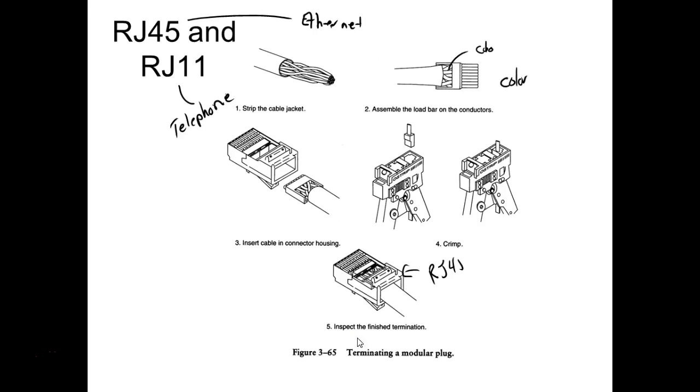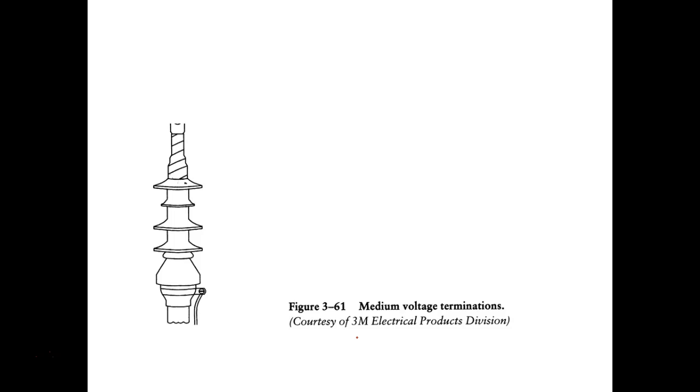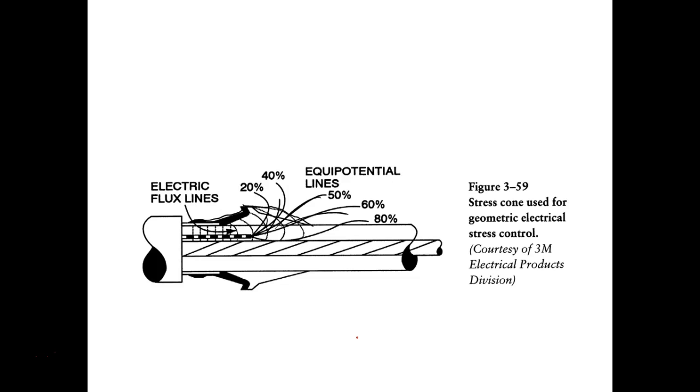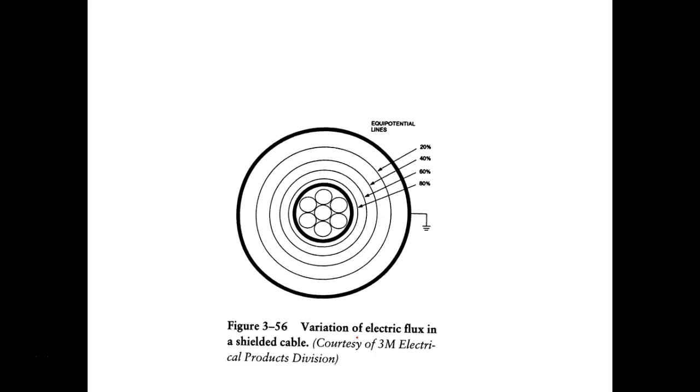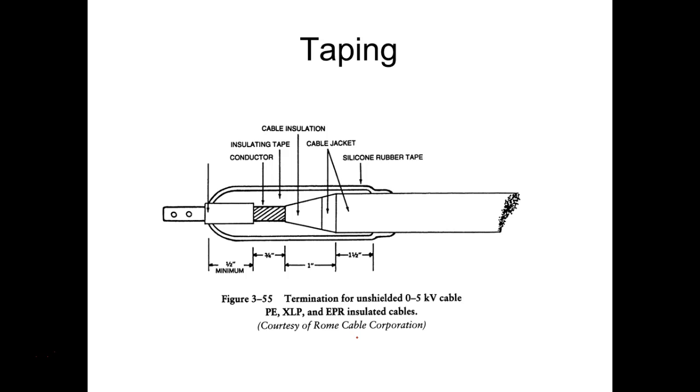Except for me doing these demonstrations for these different methods of terminating. Of course, we can't do the high voltage terminating and splicing. But we'll do the crimp splices. We've already done the solder splices. We'll put on the solder terminals. We'll look at some terminal blocks. We'll do a punch down. And we'll also do a BNC punch down with a compression tool.